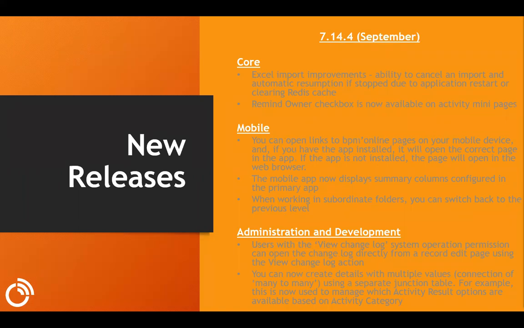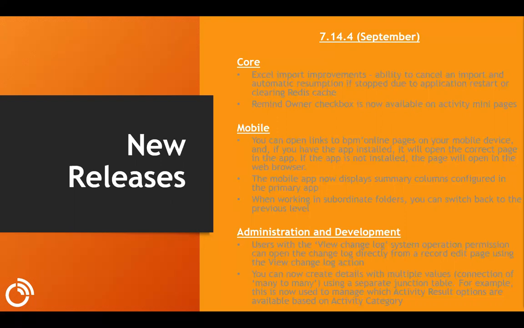And then earlier this month, we had another release, the 7.14.4 release. A couple of things in that one. Some core changes: there were some improvements to the Excel import, specifically the ability to cancel an import in process and stop processing it while it's in the middle of processing, as well as automatically resuming the import if it stopped due to various back-end changes. You also have the ability to put the Remind Owner checkbox on the activity mini pages.